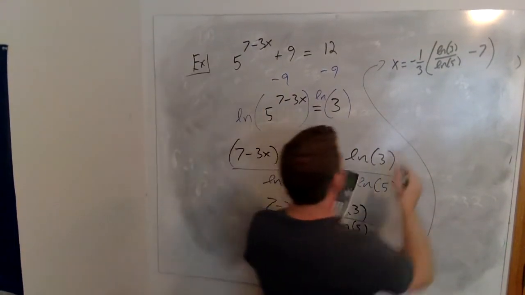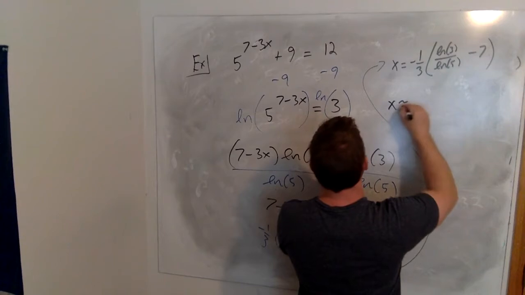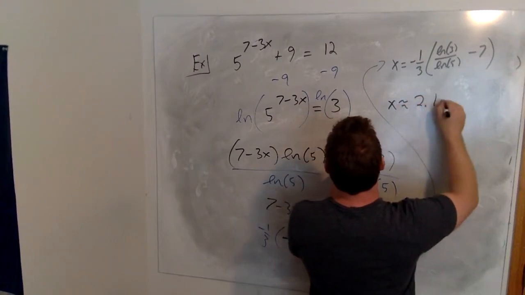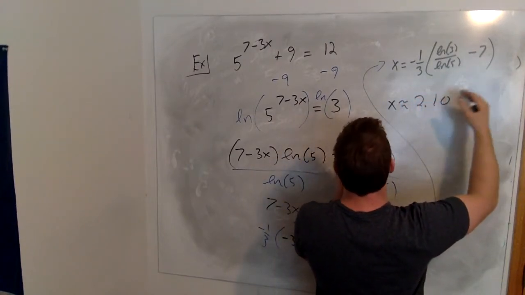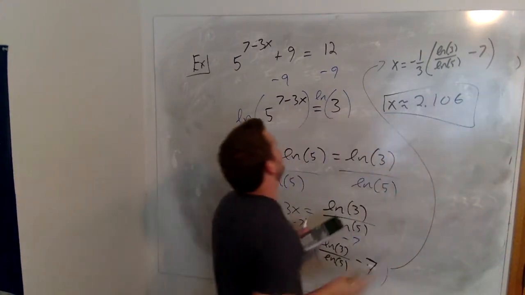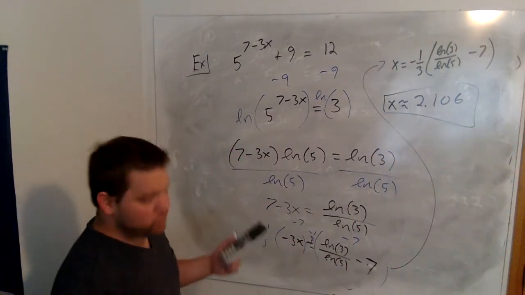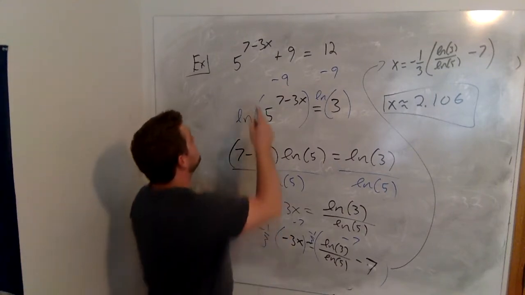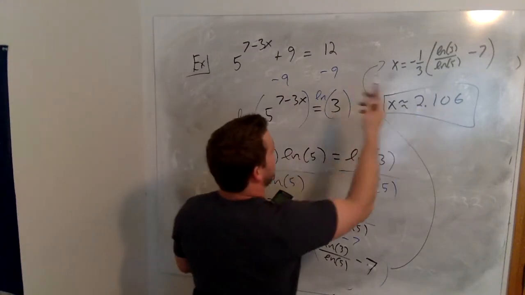Okay, and we're getting, rounding to 3 decimal places, 2.1057, so 2.106. So this is the approximate answer. Okay, what's a great way to check our answer? Well, why don't we plug this back in for x? Let's see if it works.